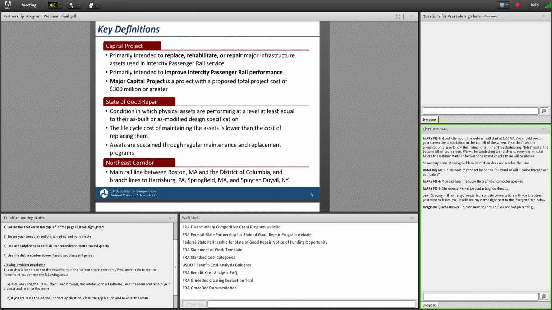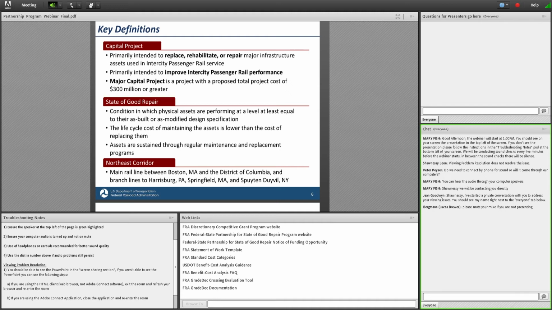So first, on a capital project, there's two complementary definitions of the capital project in the Fed-State partnership. The first is a project primarily intended to replace, rehabilitate, or repair major infrastructure assets used in intercity passenger rail service. And the second is a project primarily intended to improve intercity passenger rail performance. Notice both of these focus on intercity passenger rail. This program is focused on assets that are used in intercity passenger rail, and a project must provide an intercity passenger rail benefit.